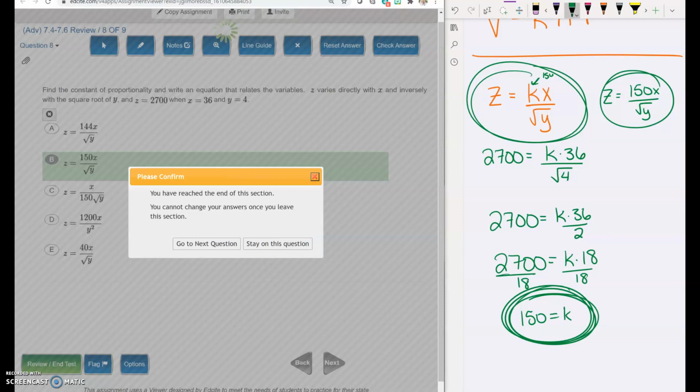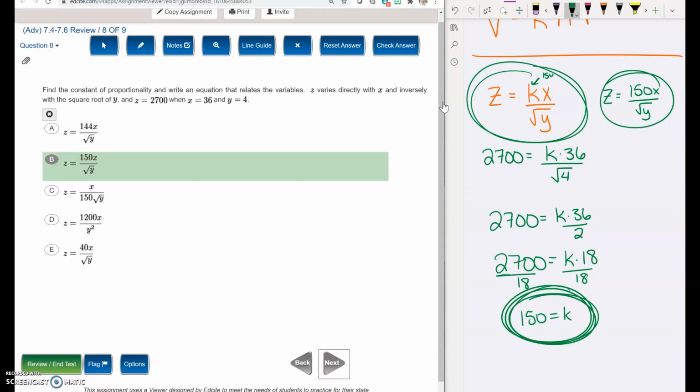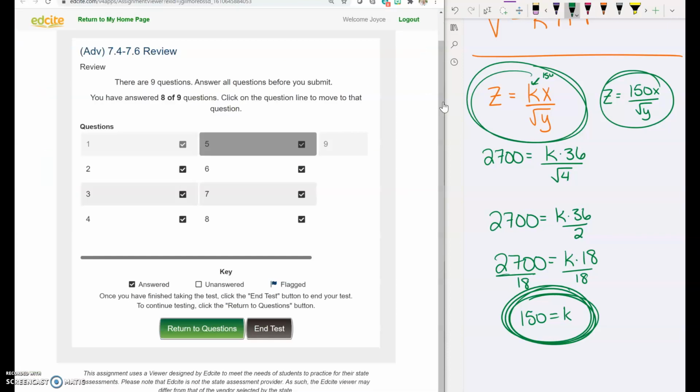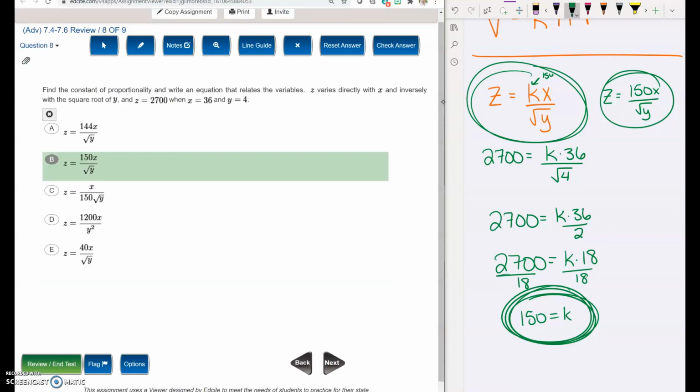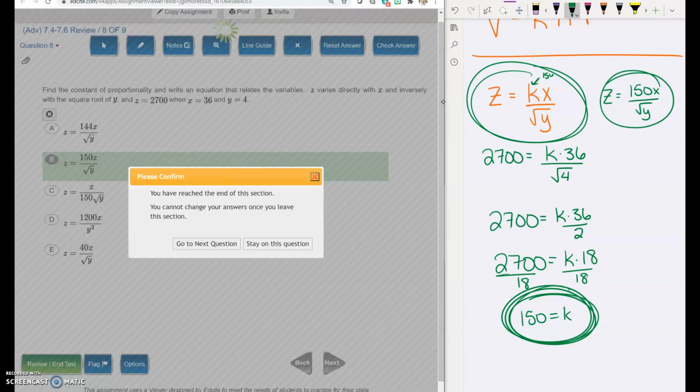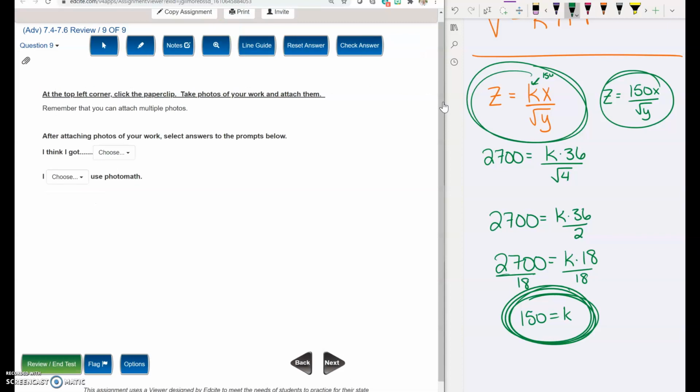Okay, super important. You've reached the end of this section. This is all of the questions. You might want to say stay on this question and then click review. You want to make sure that numbers 2 through 8, that you have those all done before you move on to 9. So I'm going to go back to question 8 and say, yes, I'm good, move on, go on to the next question. Once you get here, you can't go back.